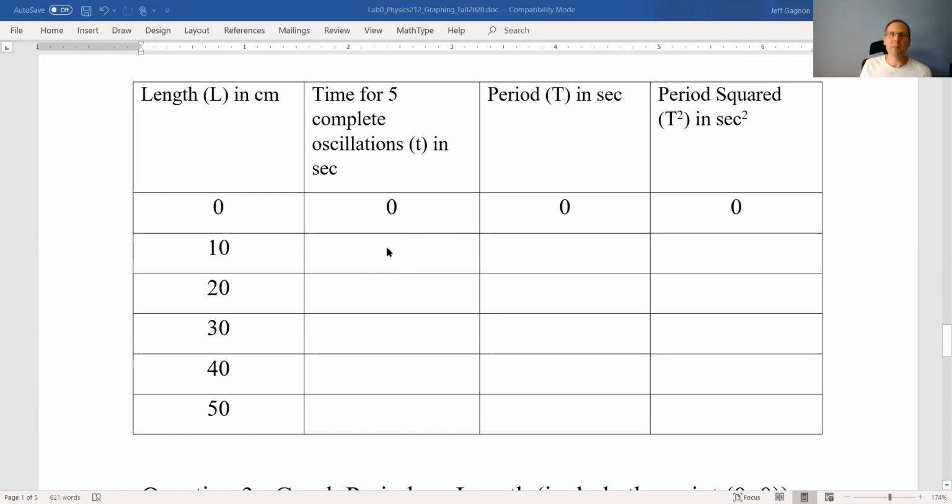But I want to get the time for 5 complete oscillations when the length of the pendulum is 10 centimeters and 20, 30, 40, 50. So let me go to that simulation and show you guys how to do this.